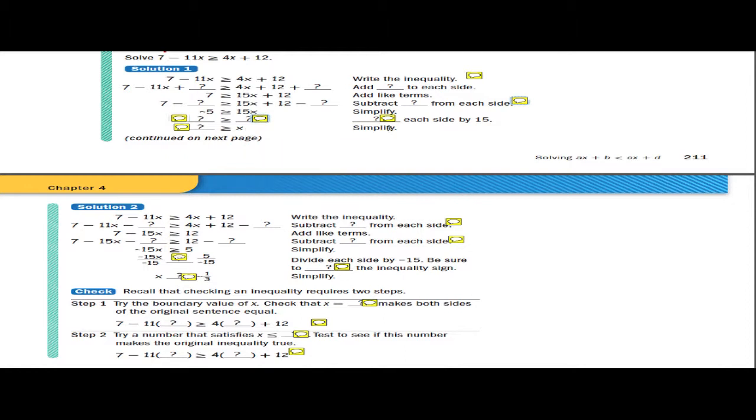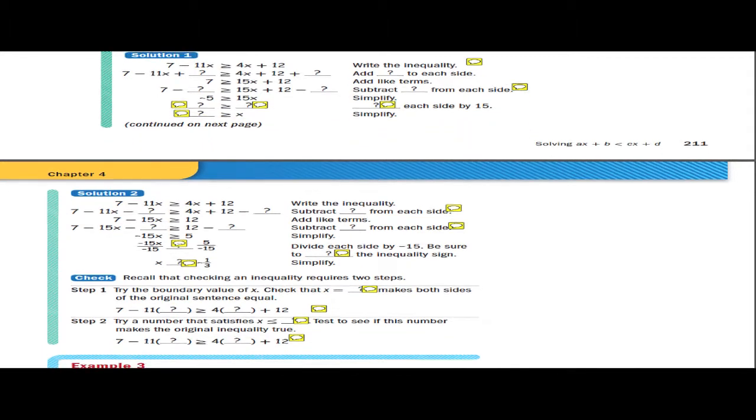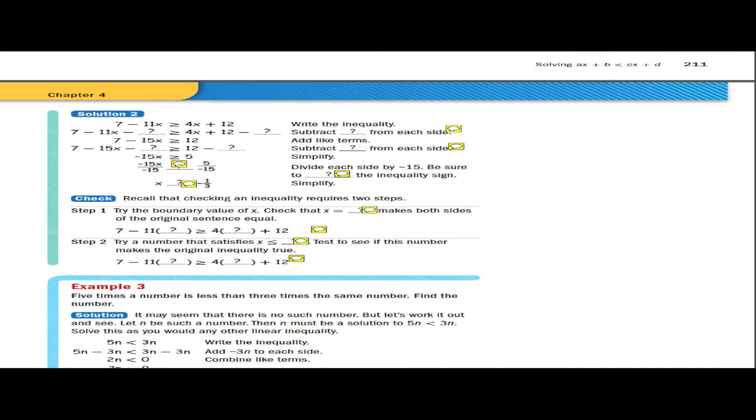Now we simplify that, and we ended up with negative 1/3 is greater than or equal to x. So that's solution number one. Let's take a look now at solution number two, and we're approaching it a different way.